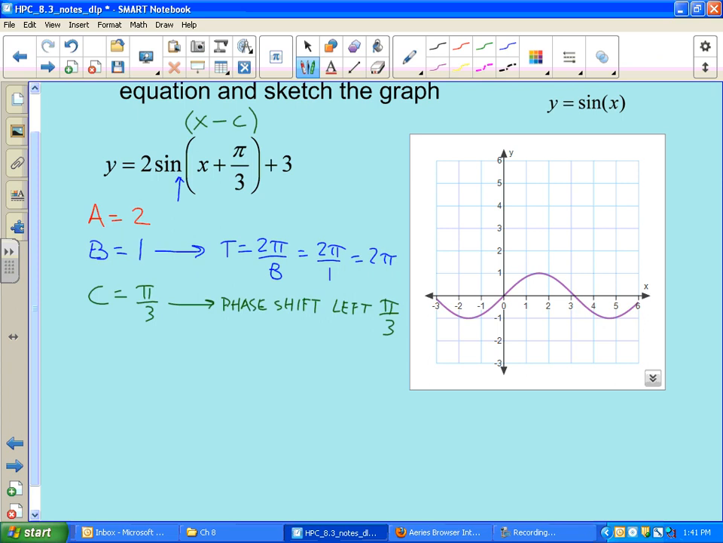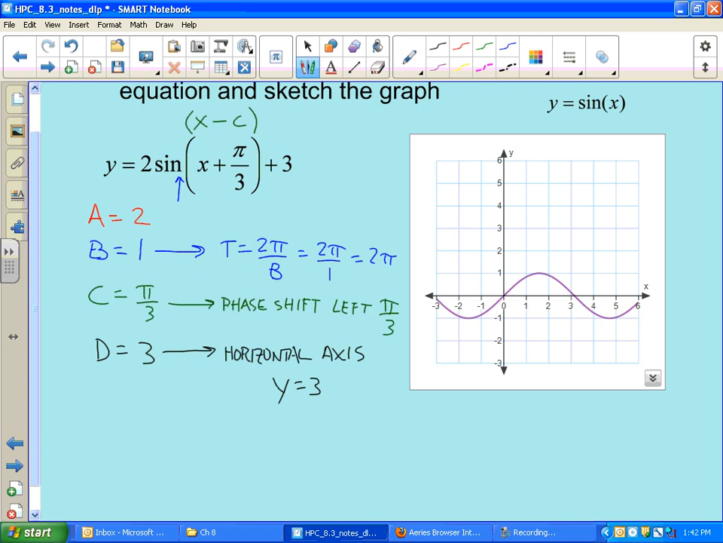So I'm going to kick this graph back to the left, pi over 3. That's going to be where I started. And then D, it's just 3 exactly. It's whatever my constant is. And remember what this is: this is your horizontal axis. And a horizontal axis is a line. And a line, that's an equation. In this case, y equals 3 would be my horizontal axis. So I had it up there a little while ago.